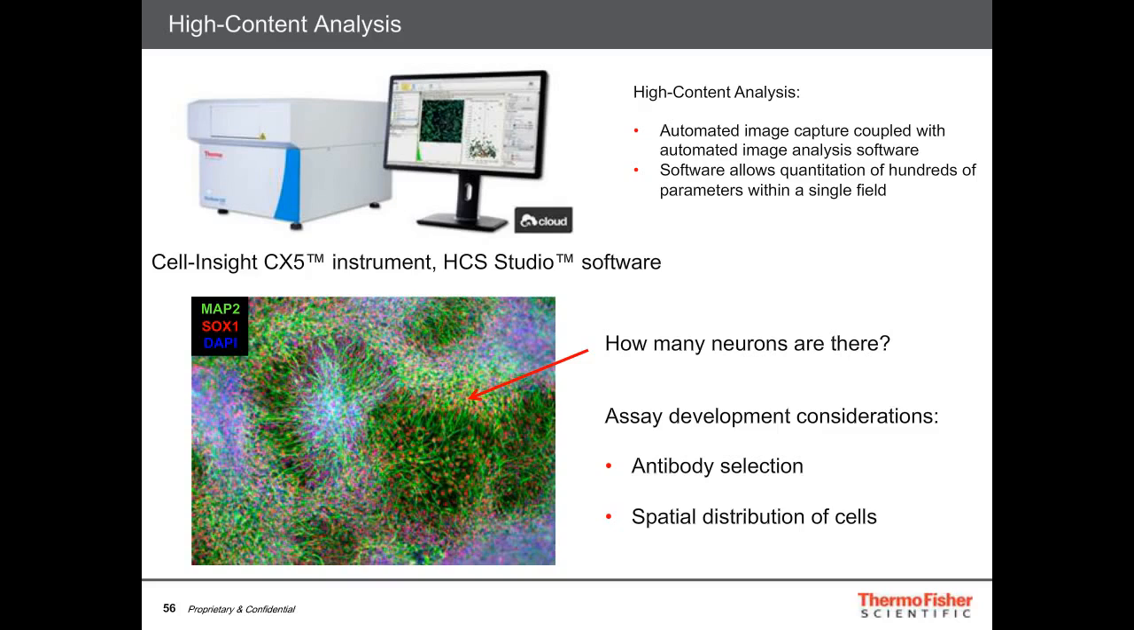And just before I get into the examples, I want to give a brief description of what high content analysis is. So it's basically automated image capture coupled with automated image analysis software, and the software allows quantitation of basically hundreds of parameters within a single field. And the instrument that we are using is the Cell Insight CX5, and that is coupled with the HCS Studio image analysis software.